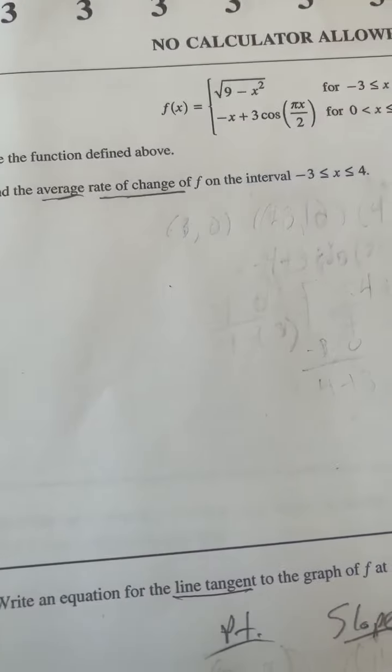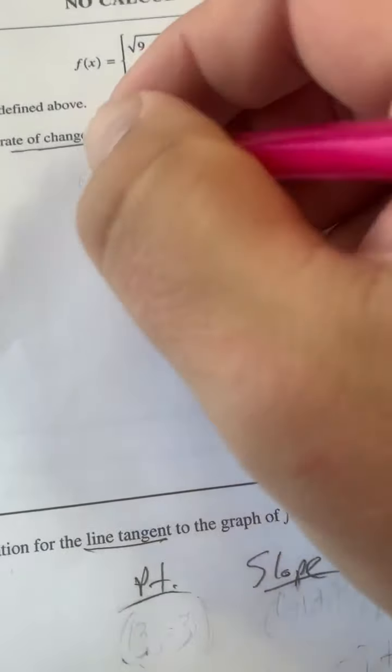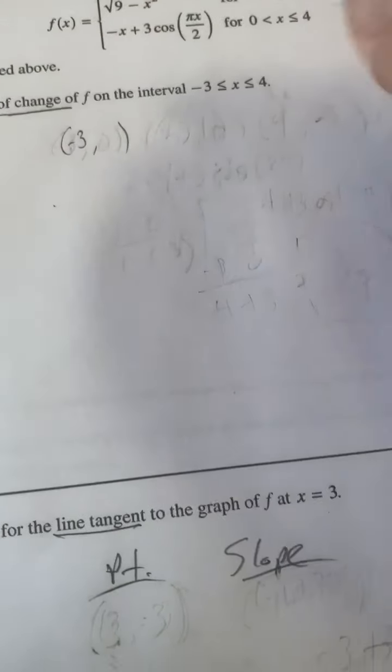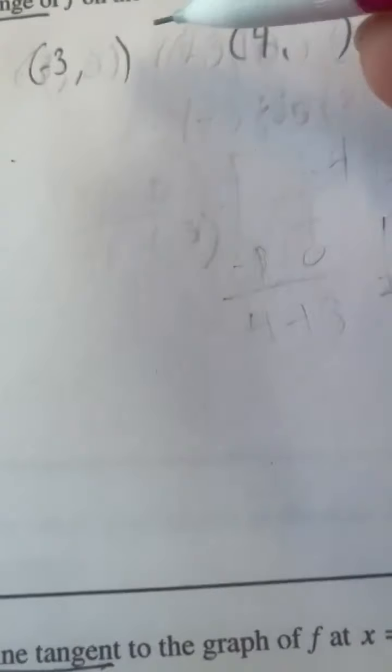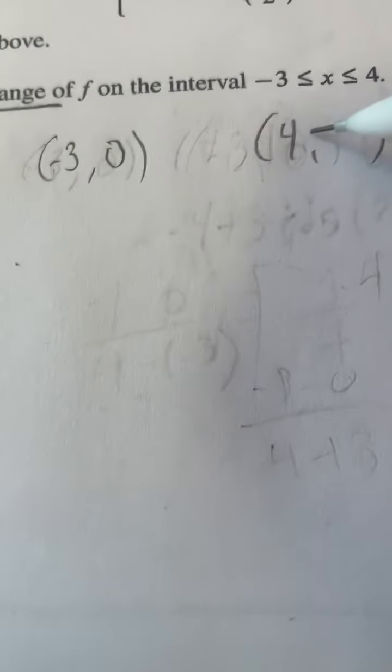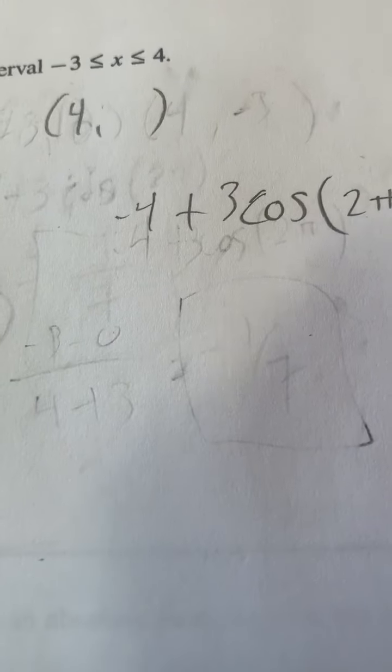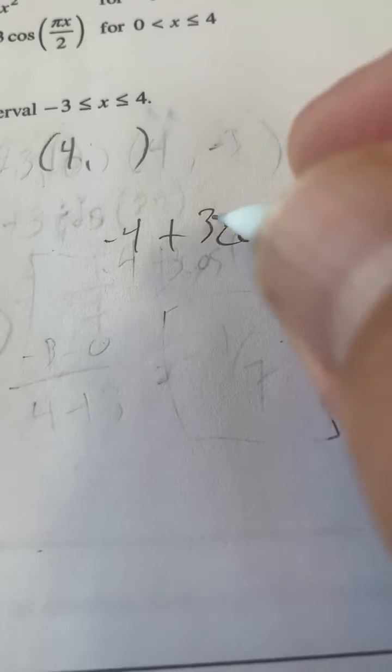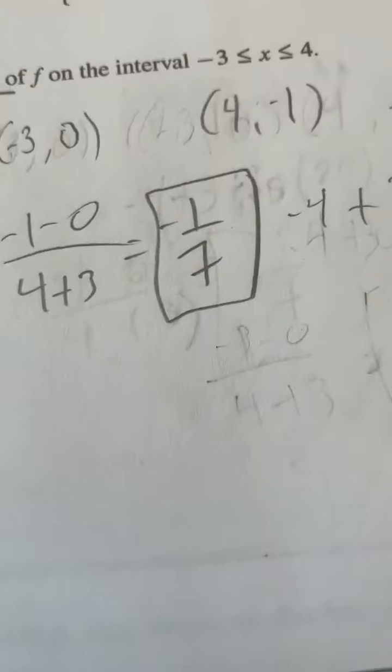So the average rate of change on negative 3 to 4 is average slope. We should be able to do that. So I've got a negative 3 something and a 4 something. If I plug a negative 3 in, that goes here. Squared's 9, 9 minus 9, so we get 0. If I plug a 4 in, that has to go here, so I get negative 4 plus 3 cosine. If I plug a 4 into this function right here, that'll just give me 2 pi. Cosine of 2 pi is 1, 3 times that's 3, so I get negative 4 plus 3 is negative 1. So I get negative 1 minus 0 over 4 minus negative 3, so I get negative 1/7.